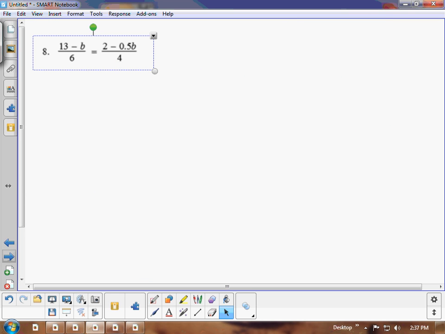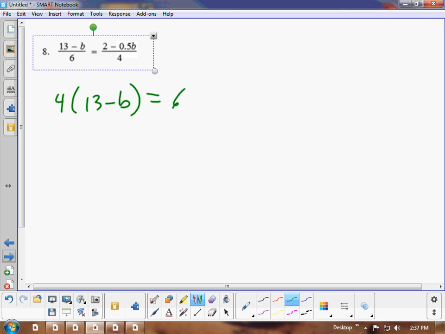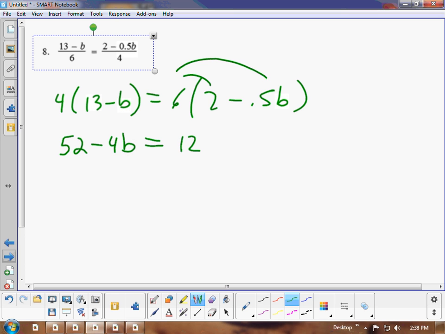Moving on to 8, cross multiply, and you're going to get 4 times 13 minus b equals 6 times 2 minus 0.5b. 13 times 4 is 40, plus 12 is 52, minus 4b. And 6 times 2 is 12. And half of 6 is 3b. Then we're going to bring everything to the other side. So let's bring the 4 over, because then it will be positive 1. It just works out better.